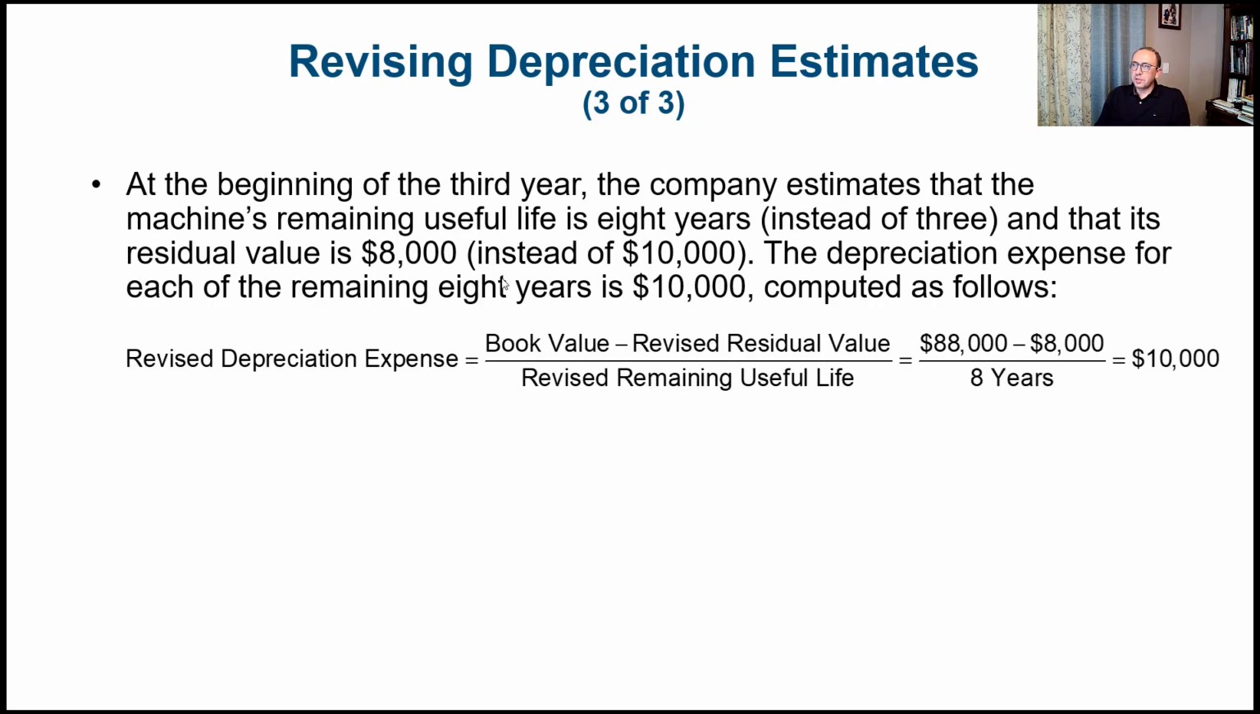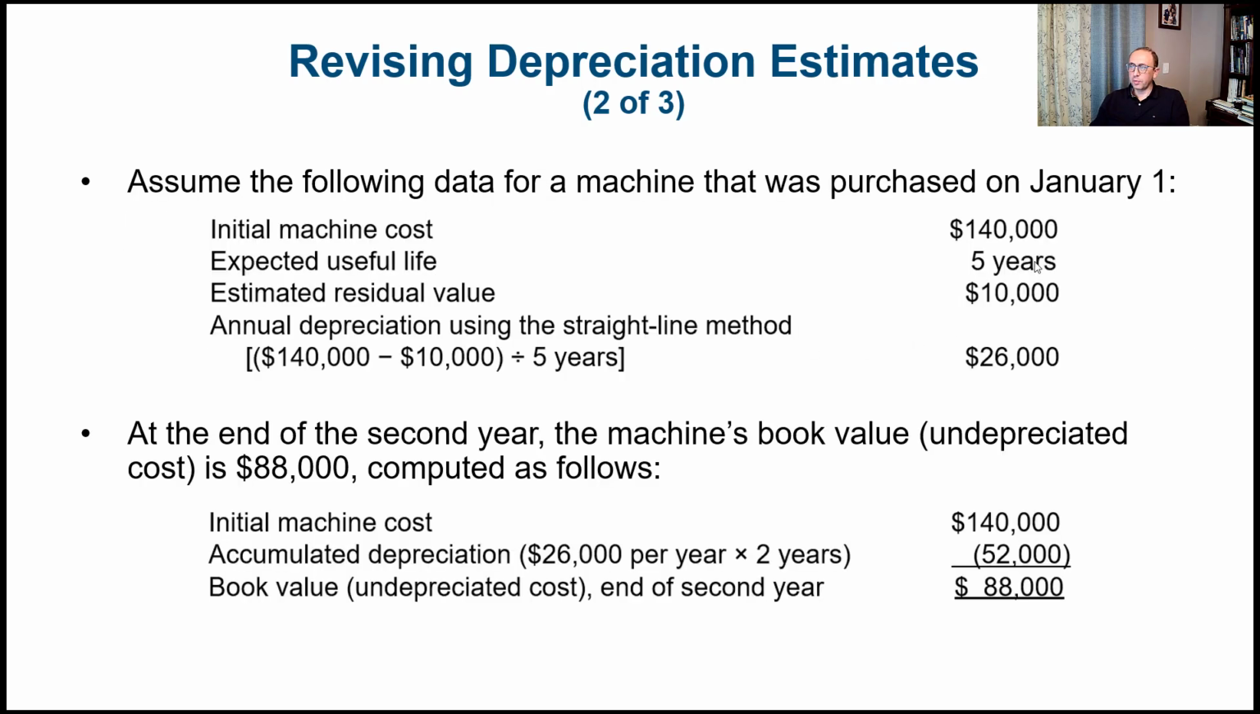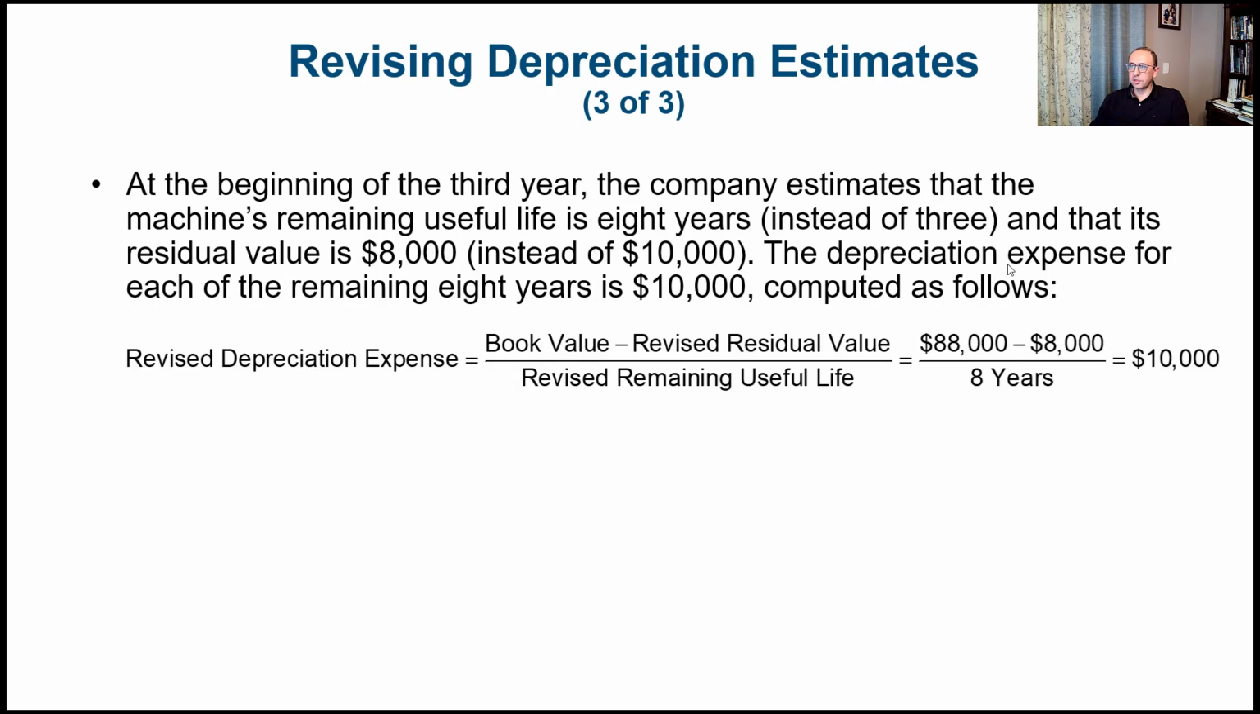So at the beginning of the third year, the company estimates that the machine's remaining useful life is 8 years. Originally we were expecting it to be 5 years. So now we expect that the useful life is going to be 8 years more. So we extended it with another 5. The original estimate was 5, now it's 10. We already used 2, so there are 8 years left. And the residual value would be 8,000 instead of 10,000.